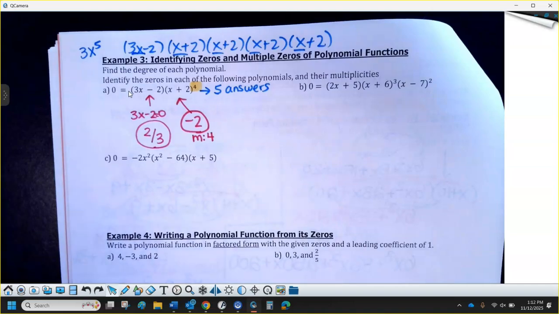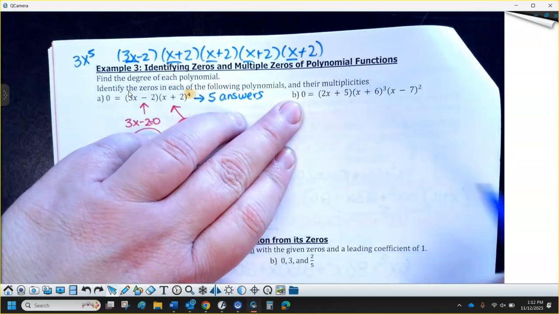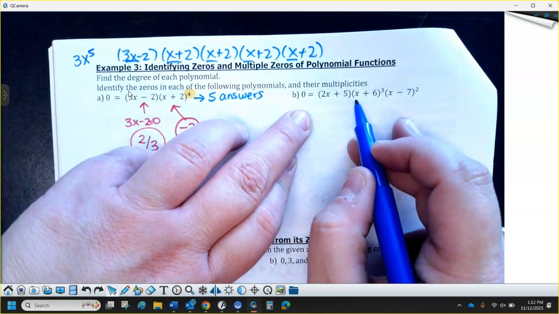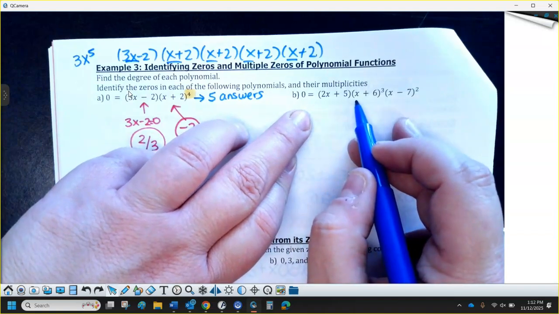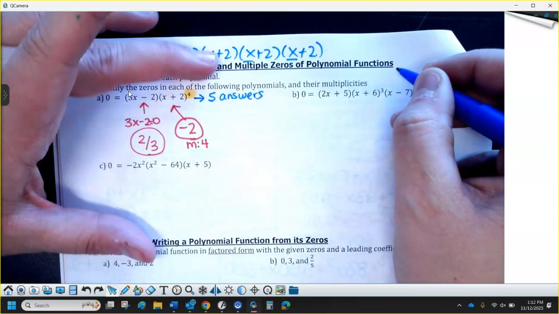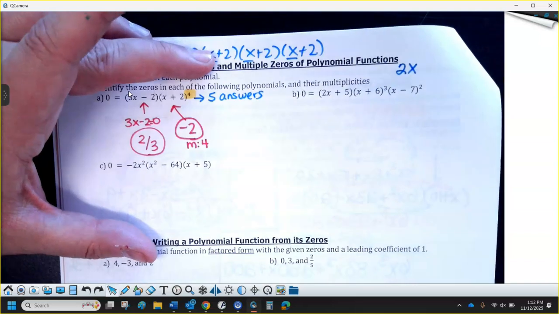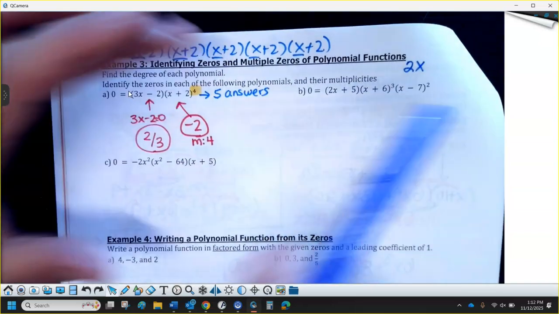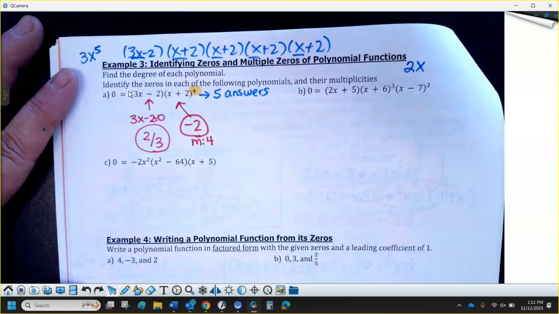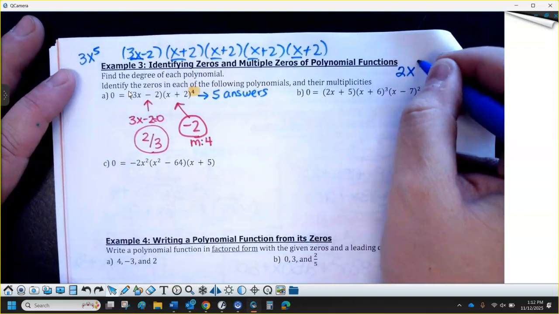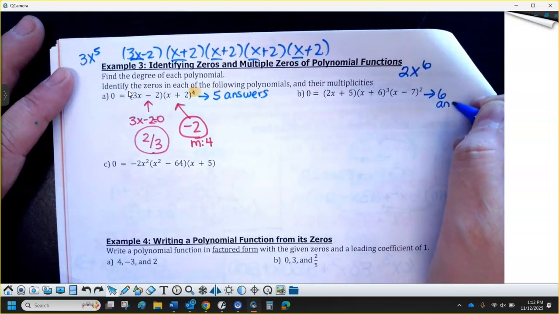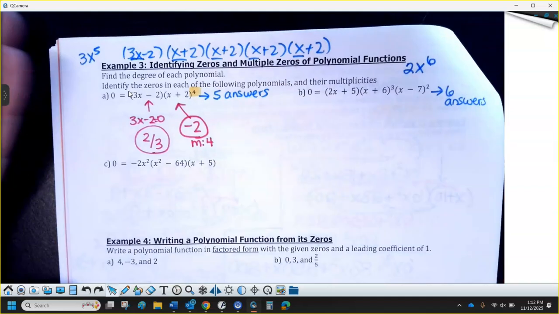So if I look at this one, I'm not going to write this out, but think about this for a second. You have 2x, then x plus 6 three times, and then x minus 7 twice. So anybody know what power of x, if I multiply that all out like I kind of wrote out up here, what would the exponent be? 6. Okay, so it doesn't matter about the 2. This should have 6 answers.